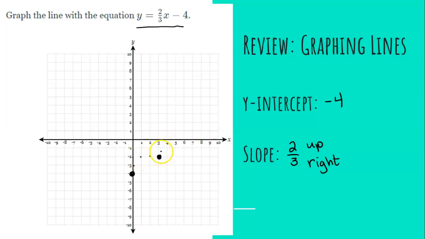And I can do that repeatedly, up 2 and to the right 3, up 2 and to the right 3. And notice those create a nice straight line. If I want to go in the opposite direction, I just make both of these opposite. I go down and to the left. So I can go down 2 and to the left 3, down 2 and to the left 3, and again that makes a nice straight line for me to connect.